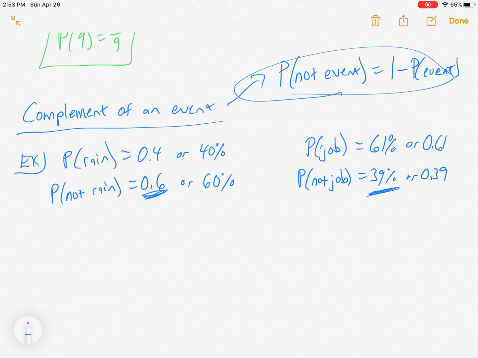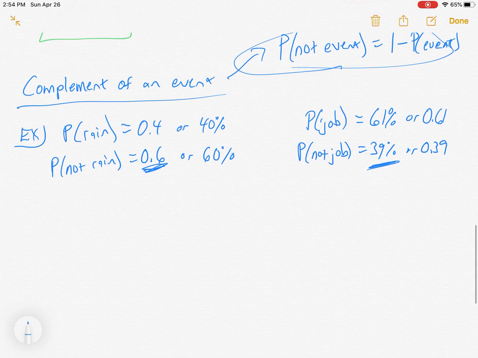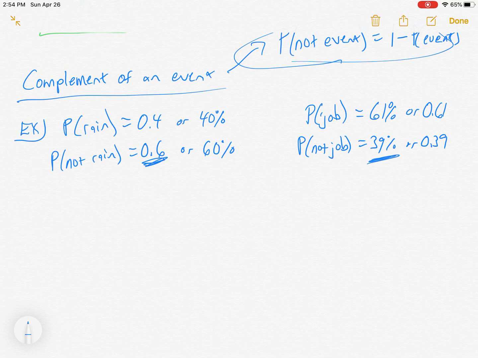So that's how I got 0.6, because I did 1 minus 0.4. That's how I got 0.39. I did 1 minus 0.61. So it can be really powerful. Sometimes it's hard to find the probability of an event not happening. Sometimes it's easier to find out it does happen and subtract that from 1. There are some great examples of that. We're just not really ready to get into that just yet.